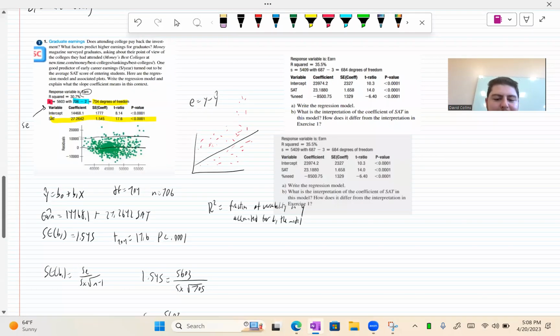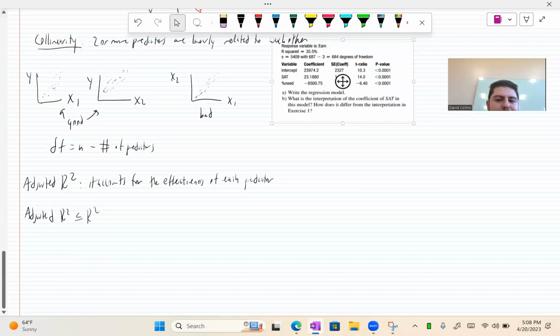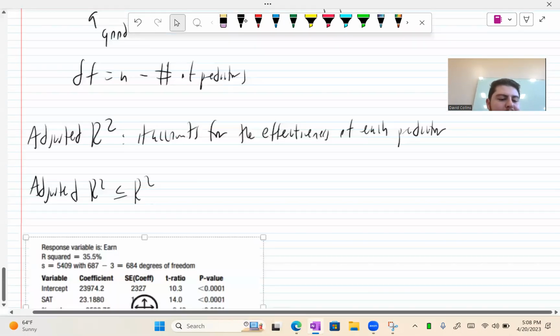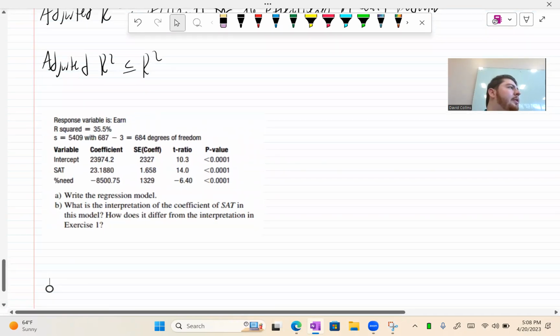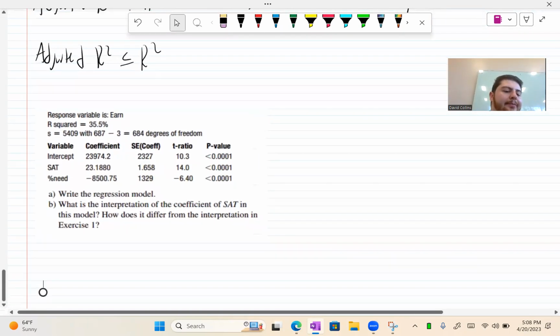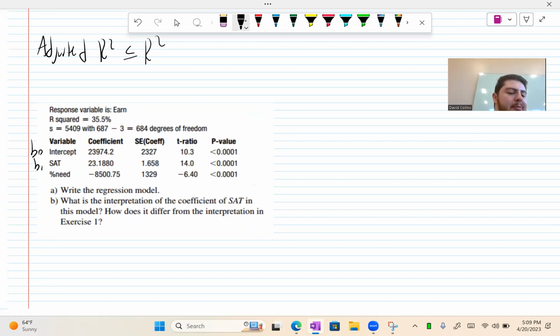Let's look at this example. So here's an example of a multiple regression plot. This is actually the same example continued. Which variables are intercept? Intercept. So SAT is our first slope. Need percentage is our second slope. So what would the equation of our regression be?